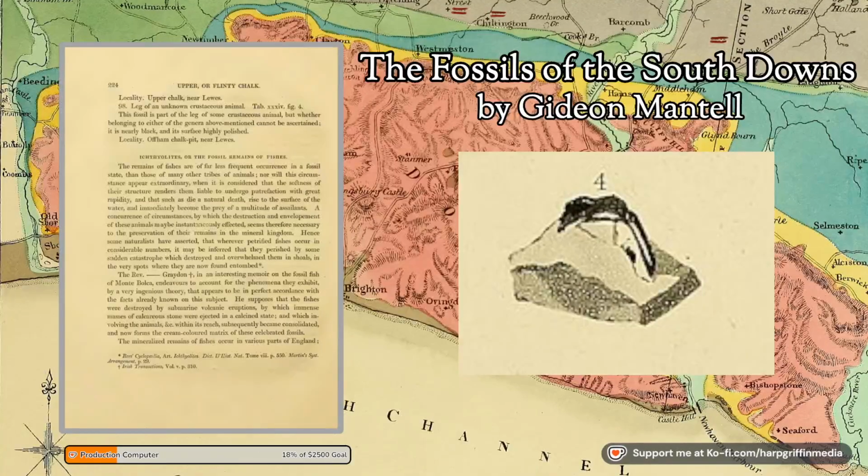98. Leg of an unknown crustaceous animal. Tablet 34, figure 4. This fossil is part of the leg of some crustaceous animal, but whether belonging to either of the genera above mentioned cannot be ascertained. It is nearly black, and its surface highly polished. Locality: Offham Chalk Pit, near Lewes.